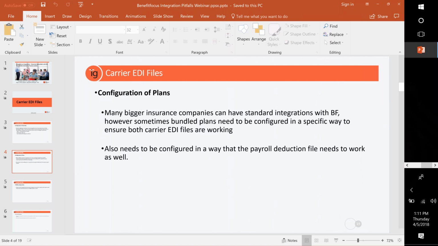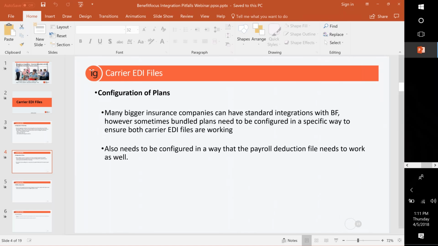Okay, then what we'll do is, moving on to the next one, configuration of plans. Again, this seems kind of finite. However, this is something that many groups can experience. Some of the bigger insurance companies, as I'm sure people on this call have experienced, you can obviously have standard integrations, or what you think is a standard integration.